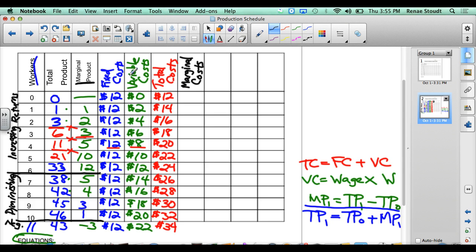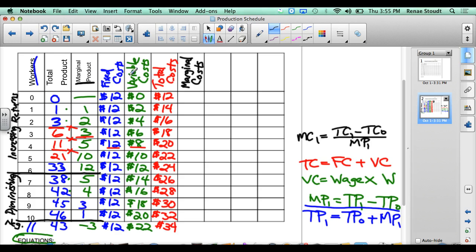Okay, marginal cost is going to start off very similar to how we did marginal product. So marginal cost at 1 worker, remember when we talked about marginal product, we found the difference between total products. So we're starting the same with marginal cost. We're finding the difference between total costs. So total cost 1 minus total cost 0 divided by marginal product at 1 worker.